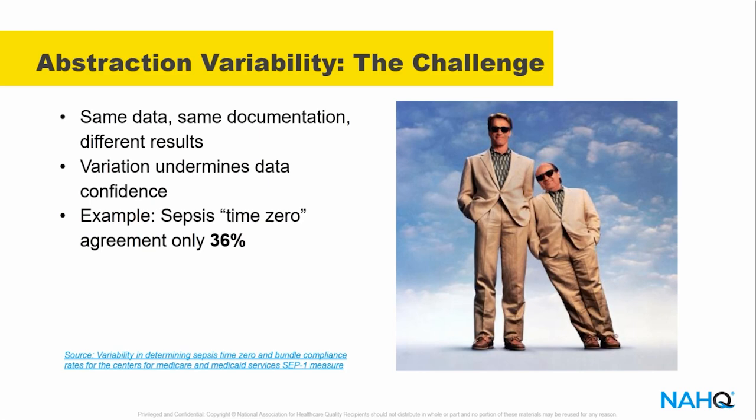And because time zero defines the bundle window, the perceived pass rate for those same patients swung between 11 up to 23%, depending on who abstracted them. So same records, same documentation, different results. Now, this is significant because, again, variability is masking true performance. It undermines the confidence in the data, and for sepsis could negatively affect public reporting and validation results. The good news is that we can mitigate and manage this type of variability. We're going to dive deeper into that, but I want you to keep that 36% top of mind because it's the problem statement that we're here to solve.